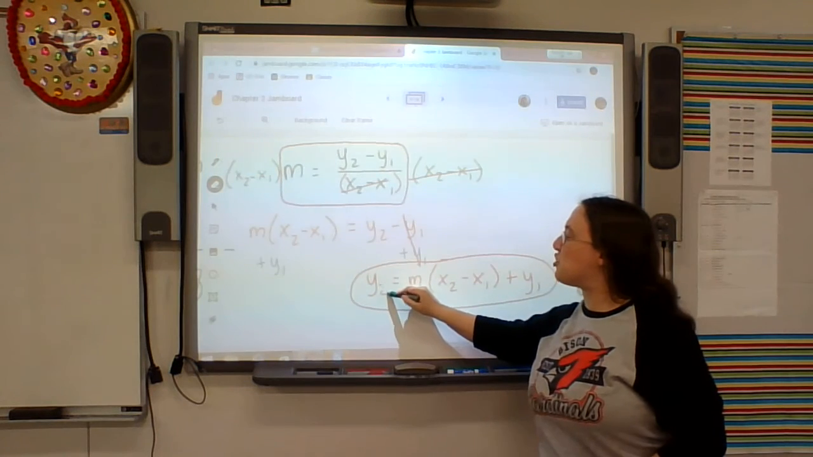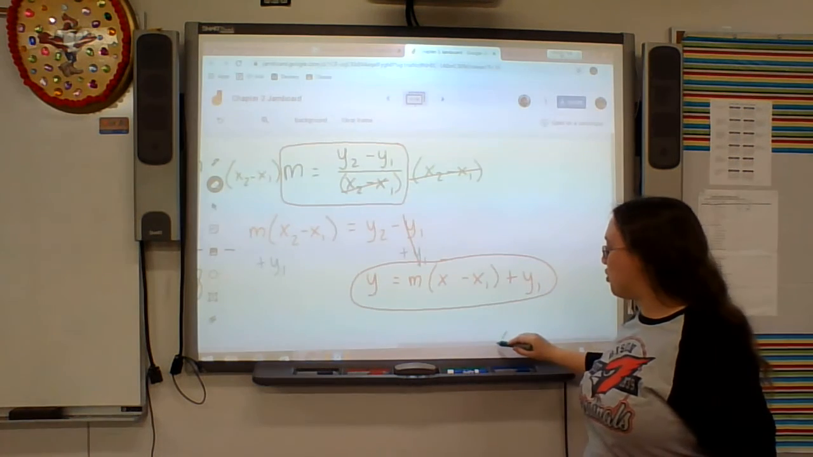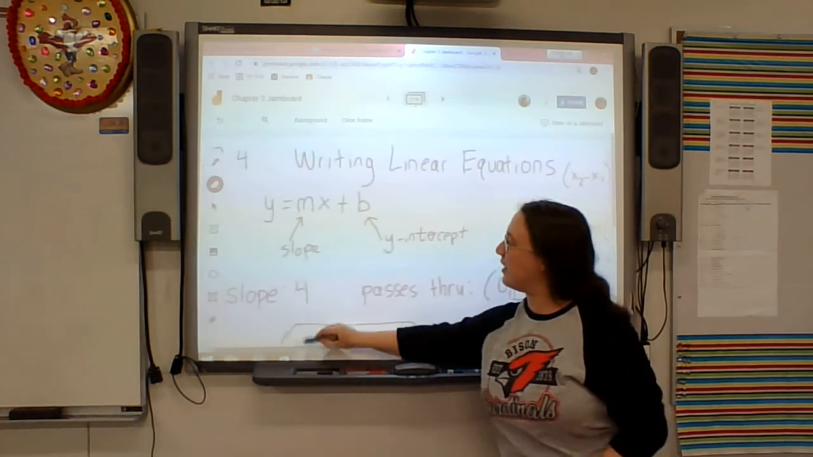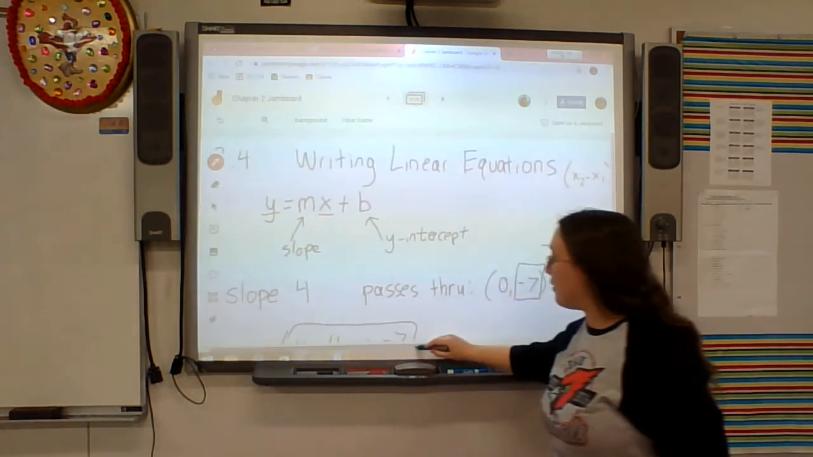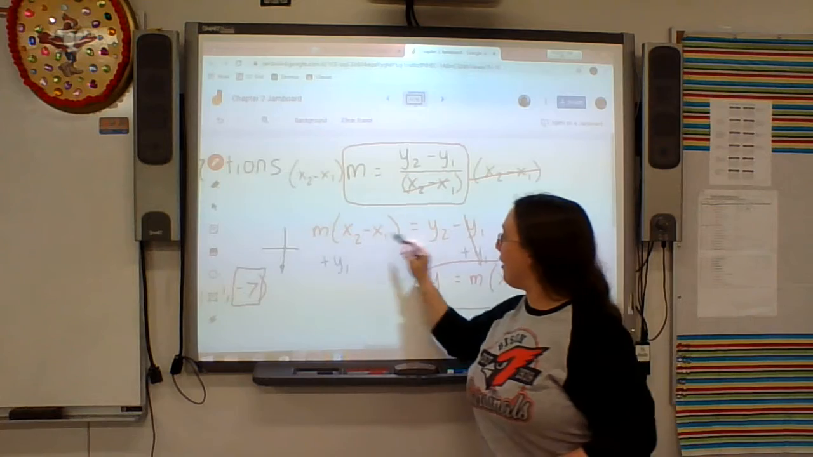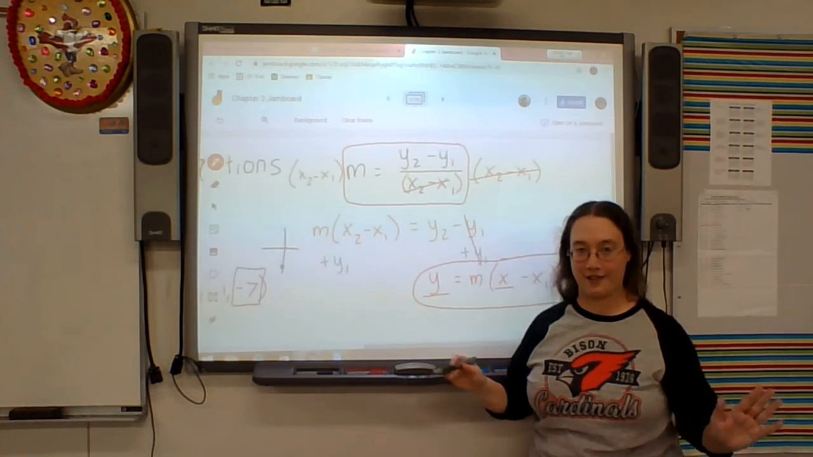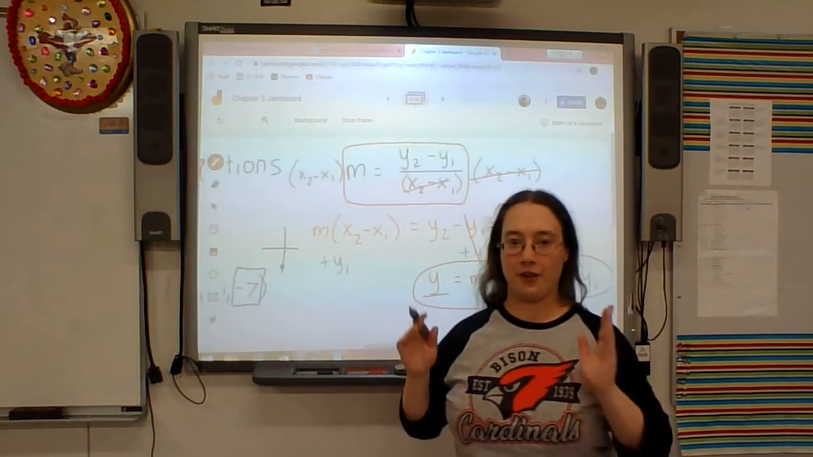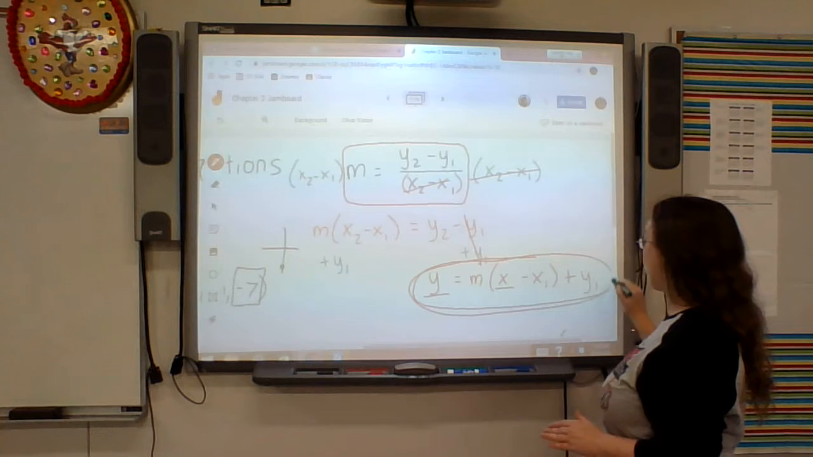I'm just going to get rid of these 2's here. So just like when we fill things into y equals mx plus b, that y and an x stayed a y and an x. When we fill things in here, this y and this x are going to stay just a y and an x. They're not going to get filled in with numbers. They're not going to have little 2's next to them. So this is point-slope form.